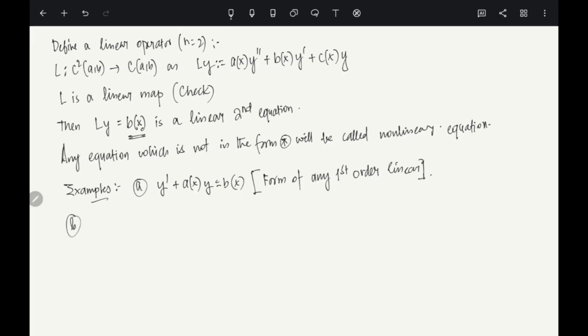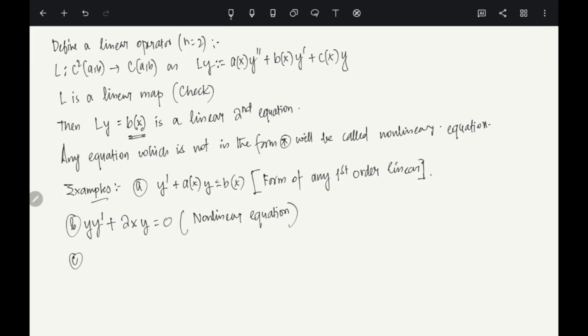Let's write down an equation. Let's say y prime plus 2xy equals 0. What sort of equation is it? You see, the coefficient of y prime depends on y, so this is a nonlinear equation for us. Intuitively it is also very clear that it should be much easier to solve a linear equation than a nonlinear equation, because the nonlinear one is a little more complicated in structure.